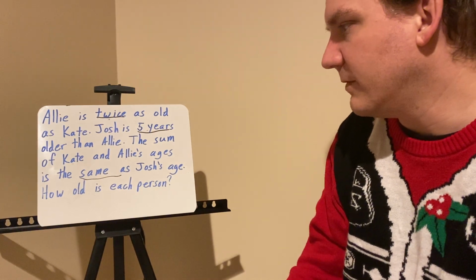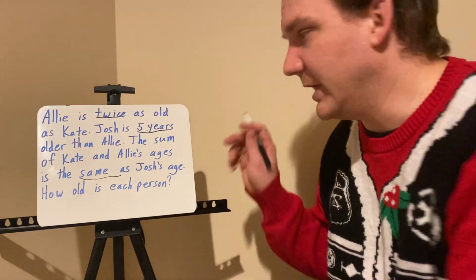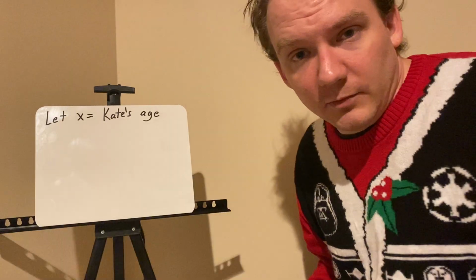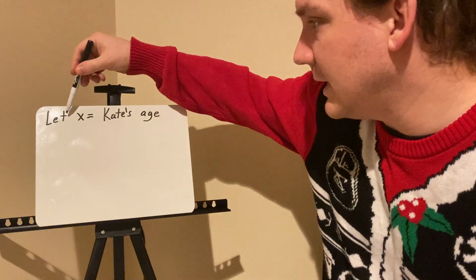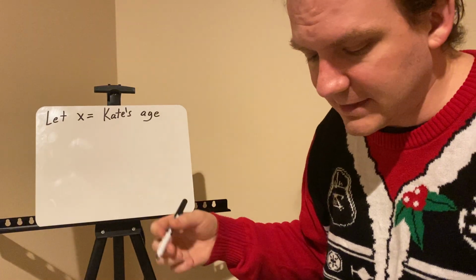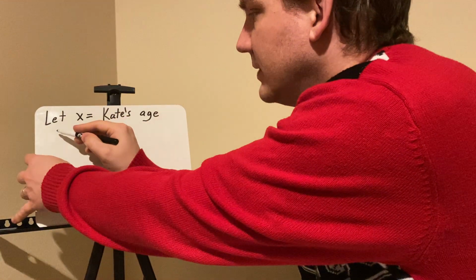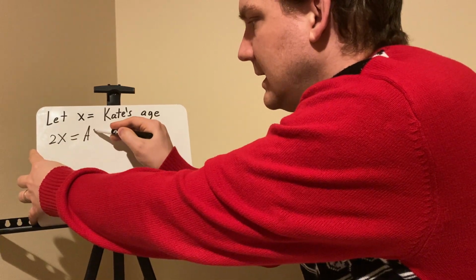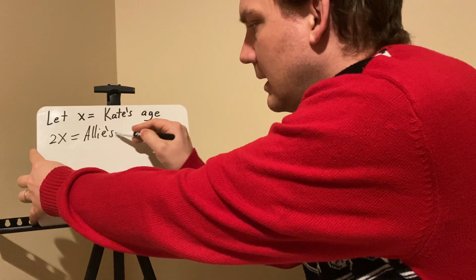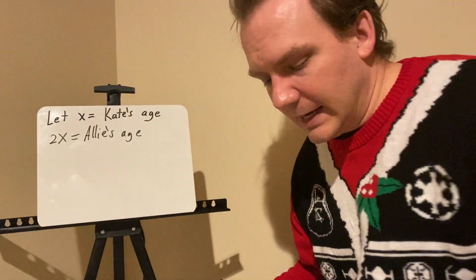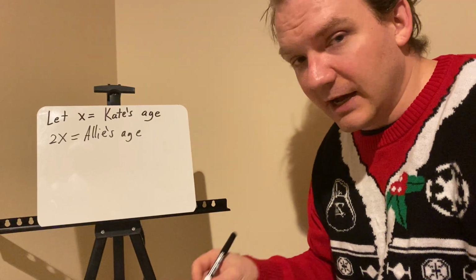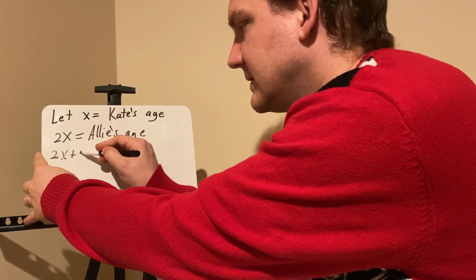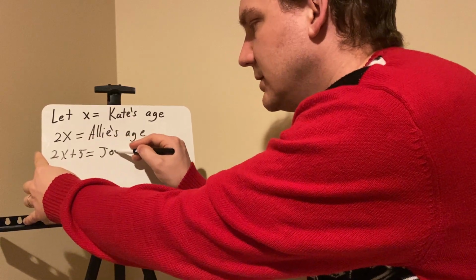So what we do is we set one of their ages equal to x. That's the first thing we do in this problem. I'm going to keep this problem right here with me so I can refer back to it, because we're going to let x equal Kate's age. And then remember, it said Allie is twice as old as Kate. So then 2x is going to equal Allie's age. And if 2x equals Allie's age, then Josh is 5 years older than Allie, so 2x plus 5 equals Josh's age.